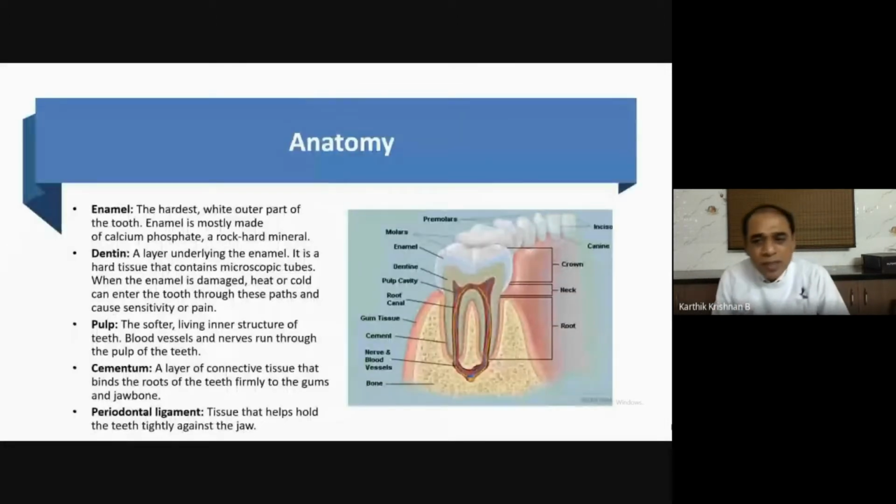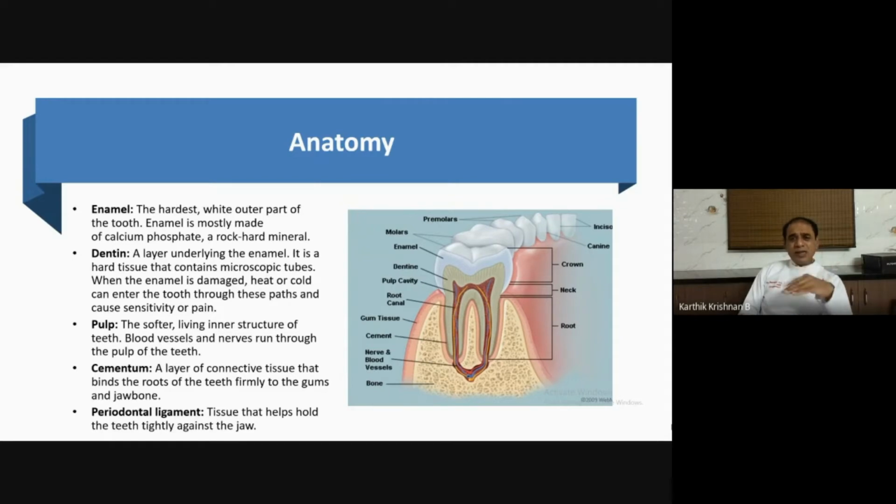Starting with the anatomy, the different parts of the teeth: number one, the outermost structure, that is enamel. It is the hardest and the outer part of the tooth. Okay, enamel is mostly made of calcium phosphate. It's a rock hard mineral. It is the hardest part of the body.